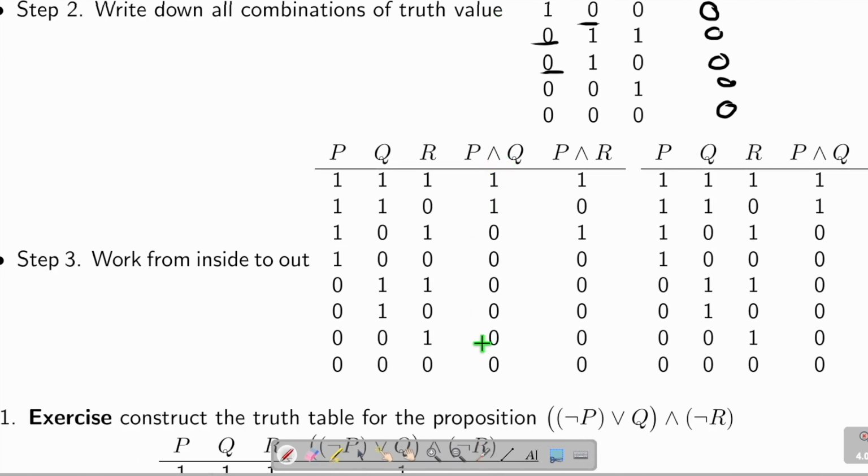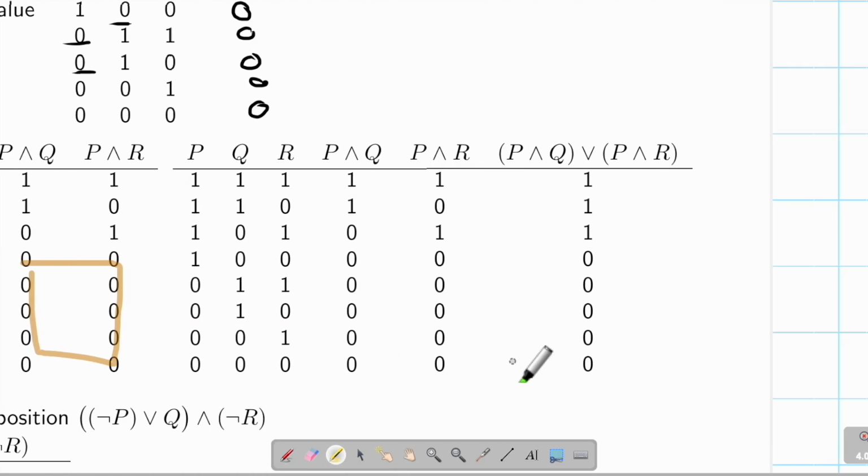I will have this thing or this thing. What's the definition of OR? OR is only 0 if both of them are 0. This whole part is 0, right? So everything here is 0. And everything else is 1, 1, 1.